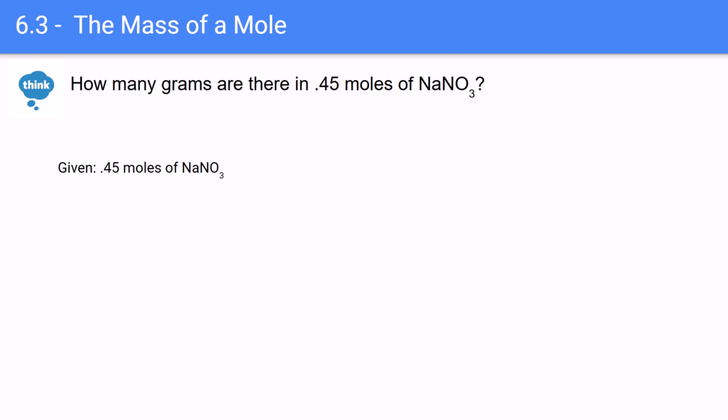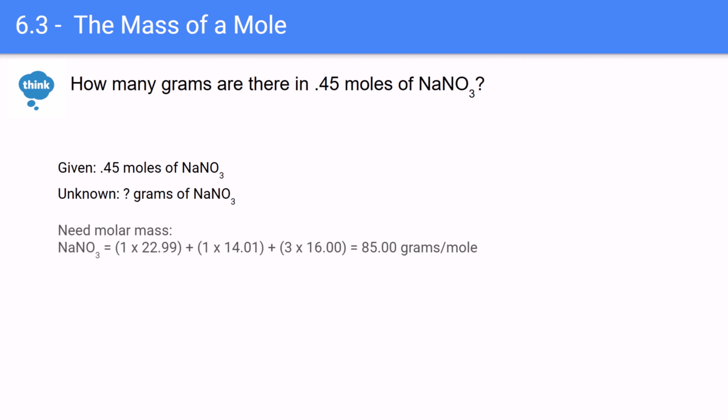Well, again, just like what we do with any type of dimensional analysis problem, you identify the unknown and the given. Our given here is 0.45 moles of NaNO3, and our unknown is grams of NaNO3. So we do our dimensional analysis. Before then, though, we need the molar mass. We know we're going to be converting between grams and moles, so I need that number off of the periodic table. Molar mass of sodium is 22.99, molar mass of nitrogen is 14.01, and then 3 times 16 for your oxygens, which is 85 grams per mole.